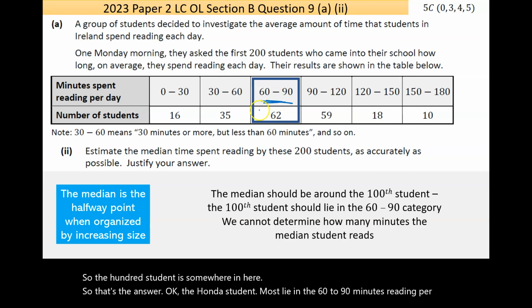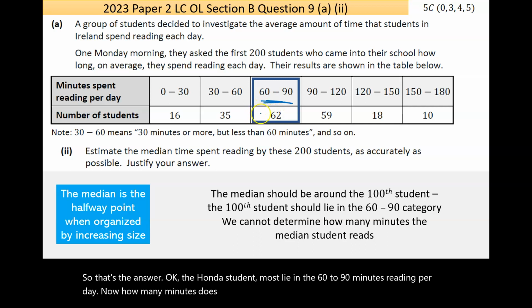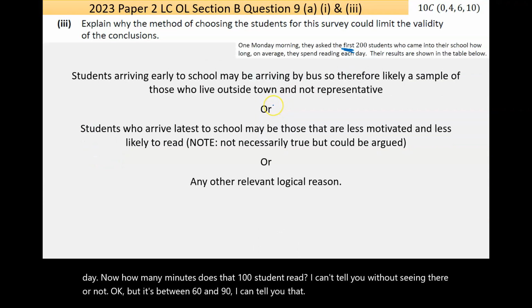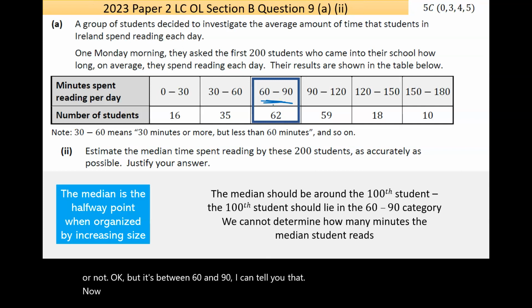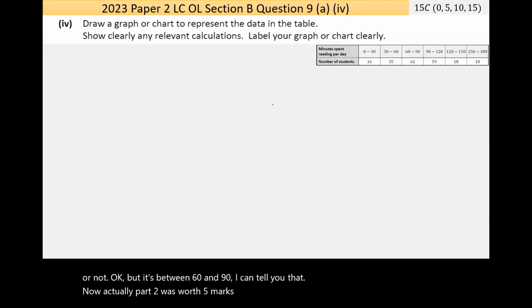Now, how many minutes does that 100th student read? I can't tell you without seeing the raw data. Okay, but it's between 60 and 90. I can tell you that. Now, actually, part 2 was worth 5 marks. Okay, so part 4 is worth 15 marks.